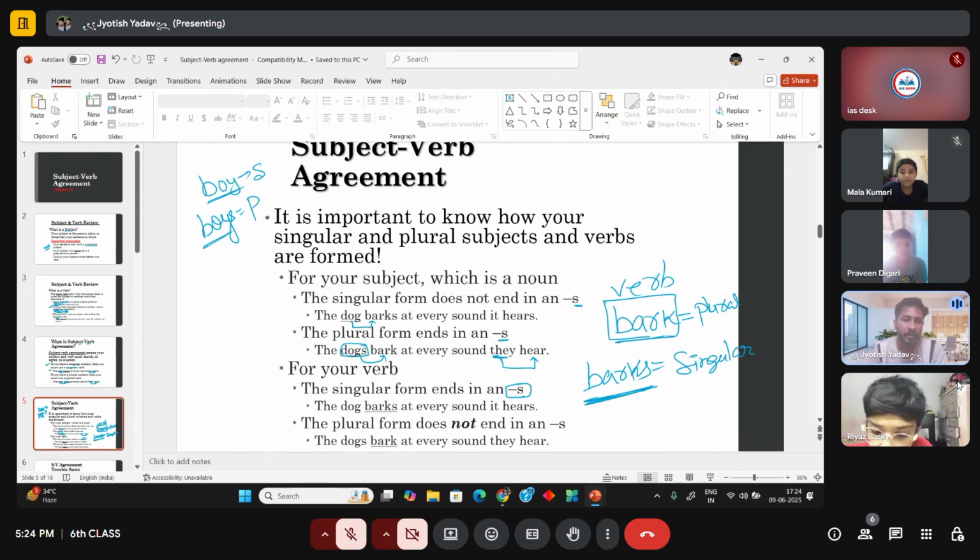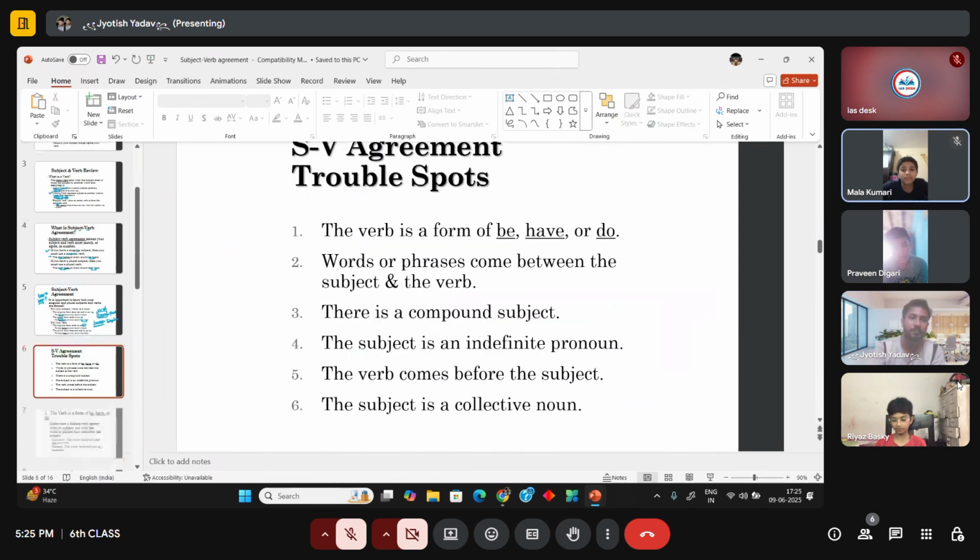So see, the same thing has been written here. The plural form does not end in s. So the plural form doesn't have any s. If you see here, the dogs is plural in terms of subject, whereas the verb is in plural. That's why it does not contain any s or es. Are you getting my point?